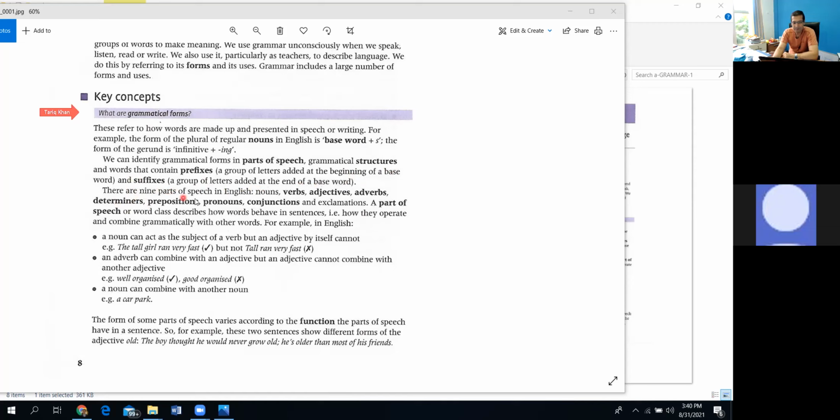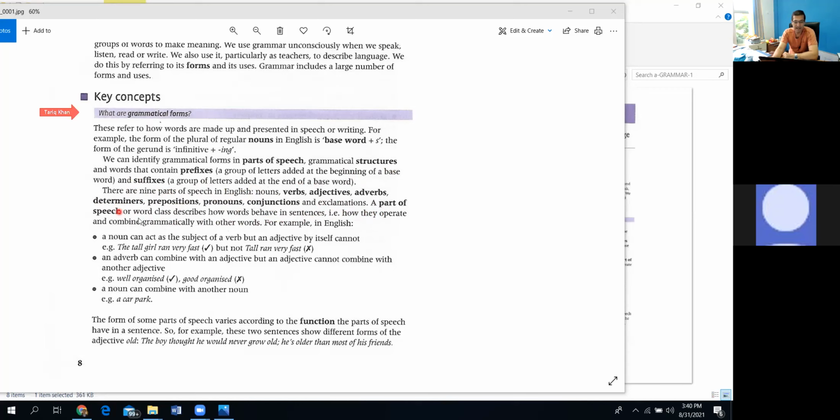There are 9 parts of speech in English. How many? 9. Nouns, verbs, adjectives, adverbs, determiners, prepositions, pronouns, conjunctions, and exclamations. A part of speech or a word class describes how words behave in sentences.